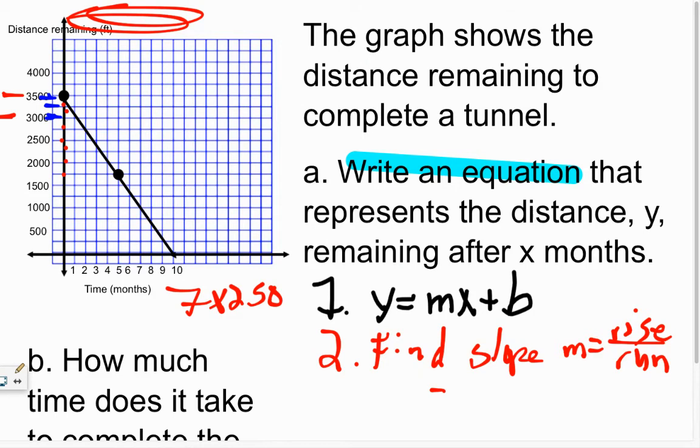That's a negative 1,750 because we went down. And now counting over, 1, 2, 3, 4, 5. Now careful, let's look down here. Notice we went over from 0 to 5, so that is 5. And now simplify that.